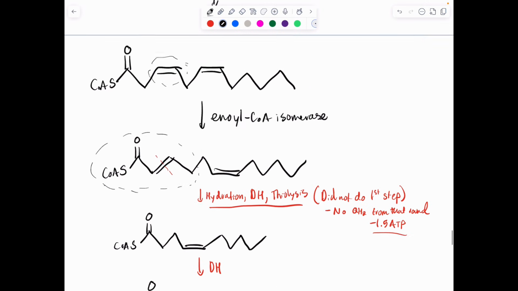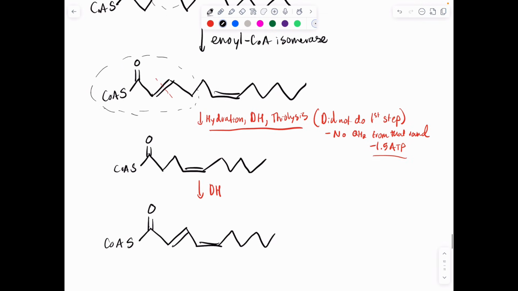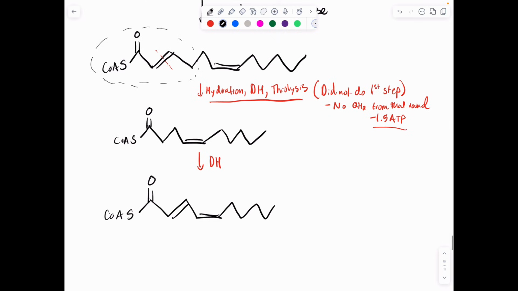I fear I've added a carbon or two, but if something looks weird, it may have been messed up, but overall the process I'm doing is correct. So anyway, once you do your first dehydrogenation right here, you would get this intermediate where you would have the trans double bond right next to a cis double bond. And you also cannot do beta oxidation from here.